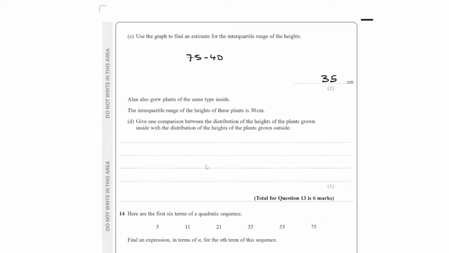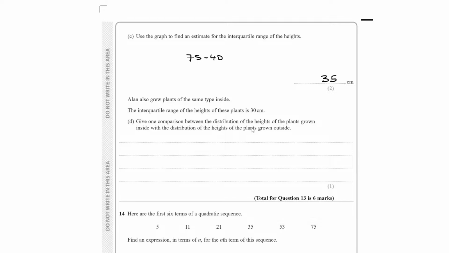Okay. Now there's a part D. So the previous one was about plants that he grew outside. Okay, so in that context, Alan also grew plants of the same type, but inside now. The interquartile range of the heights of these plants is 30. We've just worked out the interquartile range of the heights of the plants outside. This is now the interquartile range of the plants inside. So give one comparison between the distribution of the heights of the plants grown inside with the distribution of the heights of the plants grown outside.